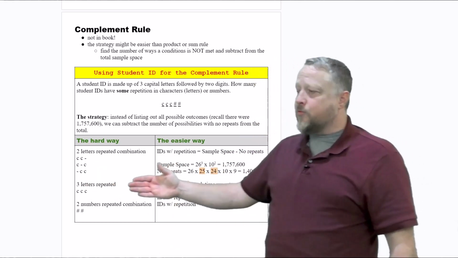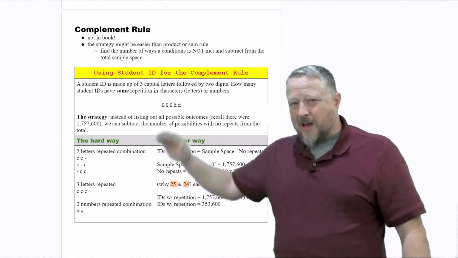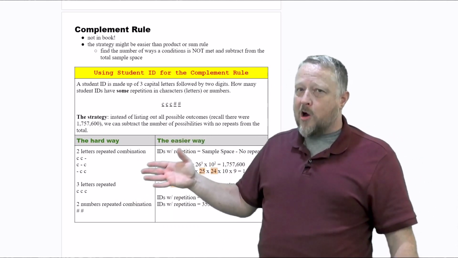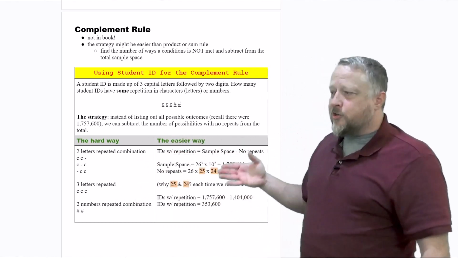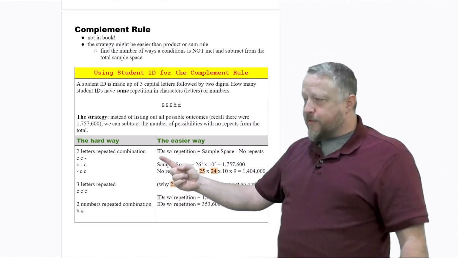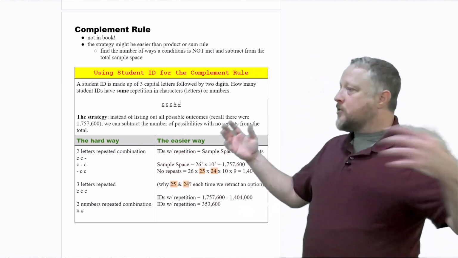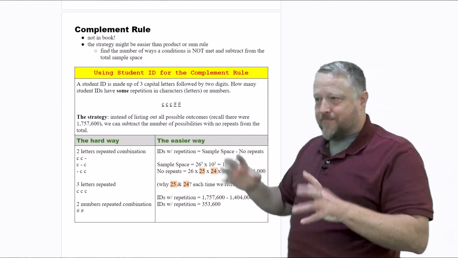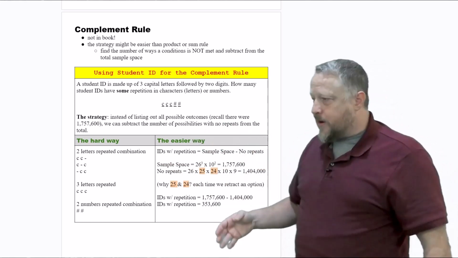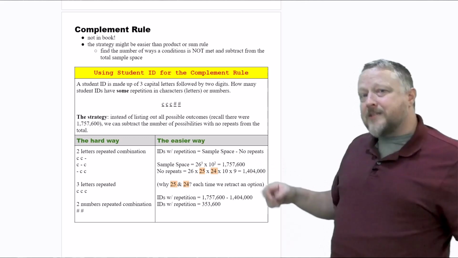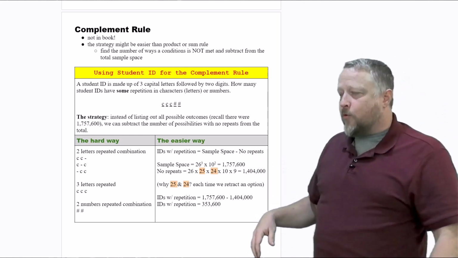And then I looked at 3-letter repeats. This is a lot of work. Notice I'm saying this is the hard way. So here's the easier way. What I'm going to do is look for the IDs with repetition. I want the sample size with absolutely no conditions to it, and then I'm going to subtract the no repeats that you and I should have looked at before.